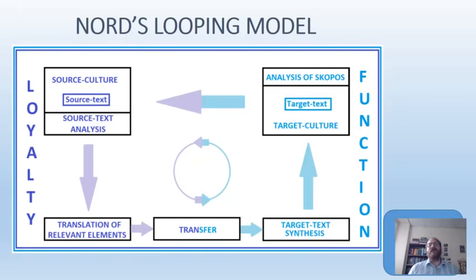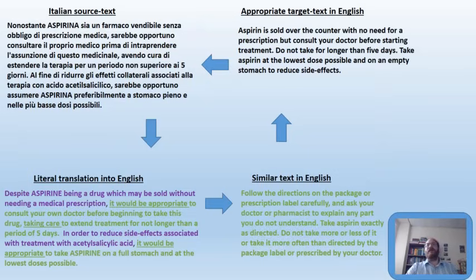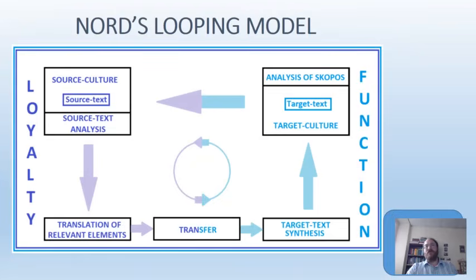So on the extreme right and on the extreme left of the diagram, I have loyalty and function. So those are the twin poles. If you go back to the Italian, you'll see that I have in no way misrepresented the meaning of the source text with my appropriate target text. I have, however, made it a more functional text than the literal translation would be. So this is the balance that this looping model allows us to achieve.